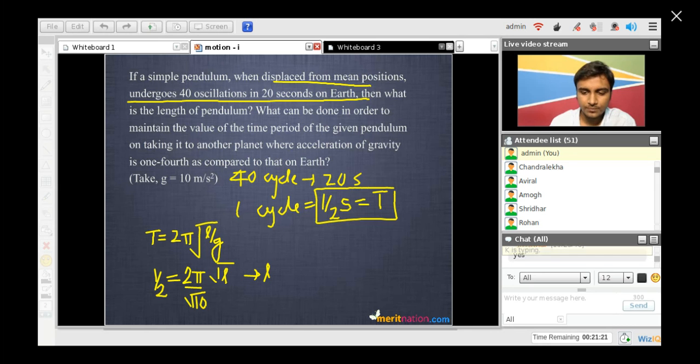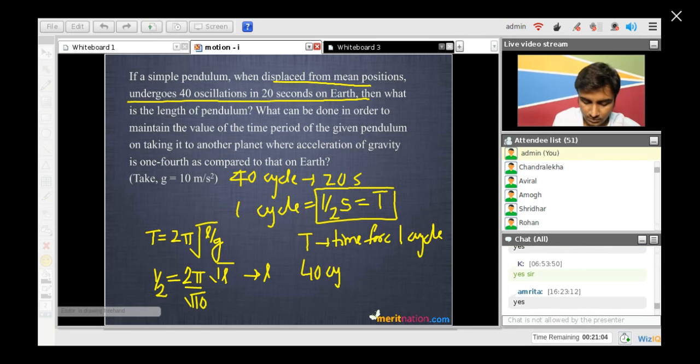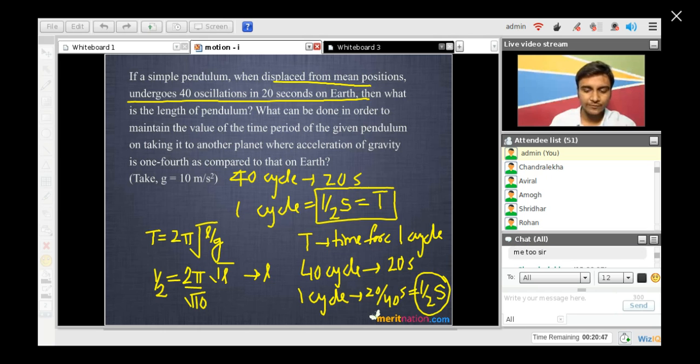See, it is half. What is time period? Time period is the time for one cycle. Time to complete one cycle is called time period. Now 40 cycles, it completes in 20 seconds. So one cycle it will complete in 20 upon 40 seconds, which is equal to 1 by 2 seconds. This is the time period. This is clear to every one of you? Why is the time period half?